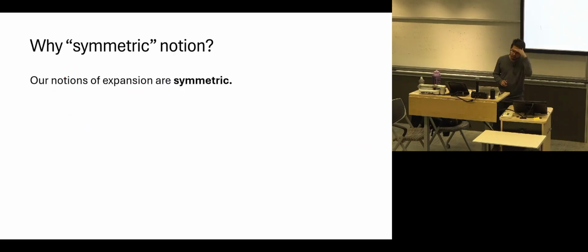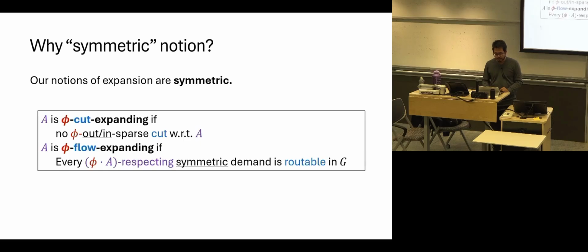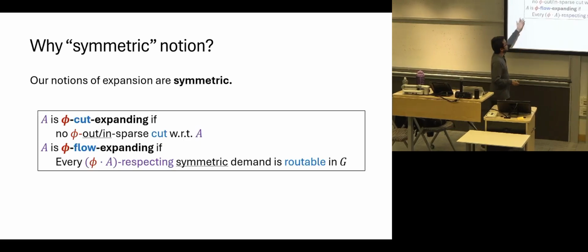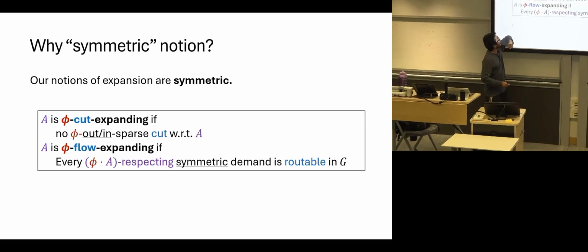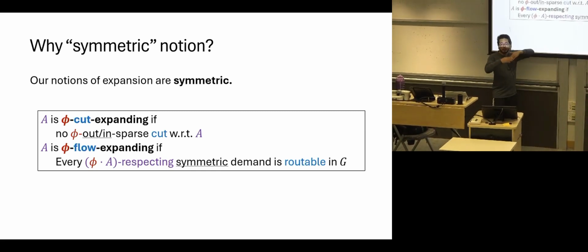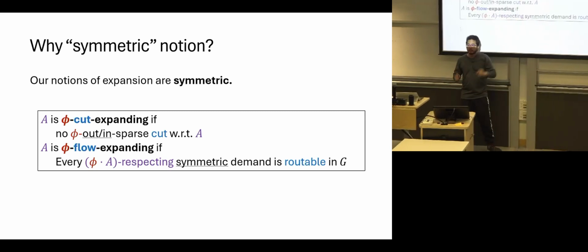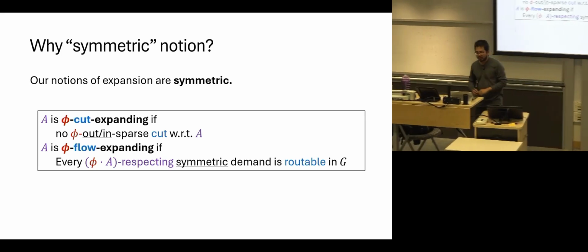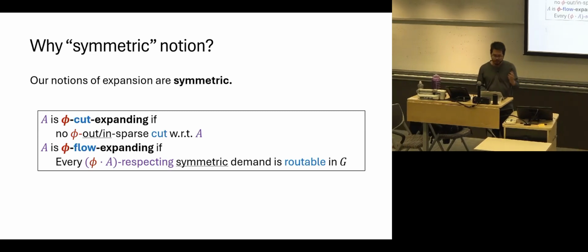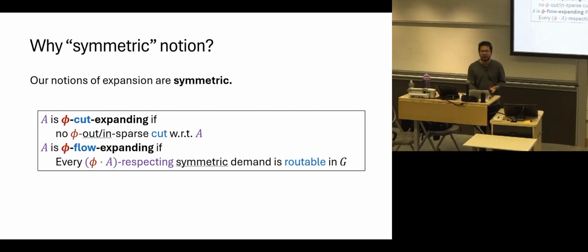Okay, so you might ask, why are we insisting on only talking about symmetric notions? Because here, both notions are symmetric. When A is cut expanding, I need that there is no out or in sparse cut, in both directions. For flow expanding, I try to send flow only for symmetric demand. So this notion is symmetric. And why do we want to talk about this?